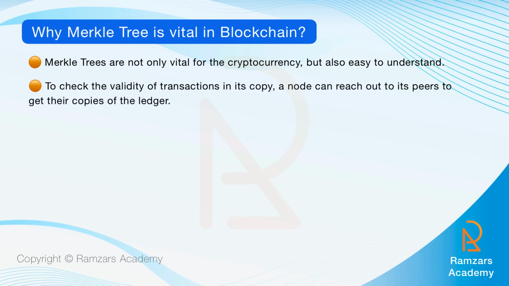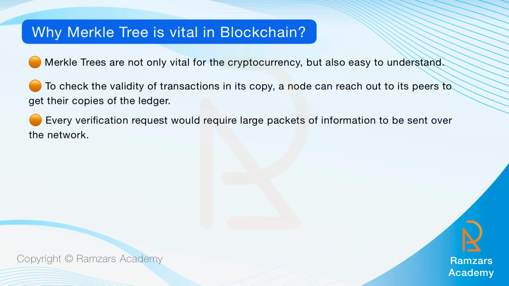To check the validity of transactions in its copy, a node can reach out to its peers to get their copies of the ledger. This would require comparing each entry of its record to the records of its peers. Any discrepancy between these ledgers invalidates the node's copy of the ledger. To verify any transaction or block, it needs to be sent across the network to all the participating nodes. This involves message passing across the network. Now, at each node, the transaction or block has to be verified using the ledger data.